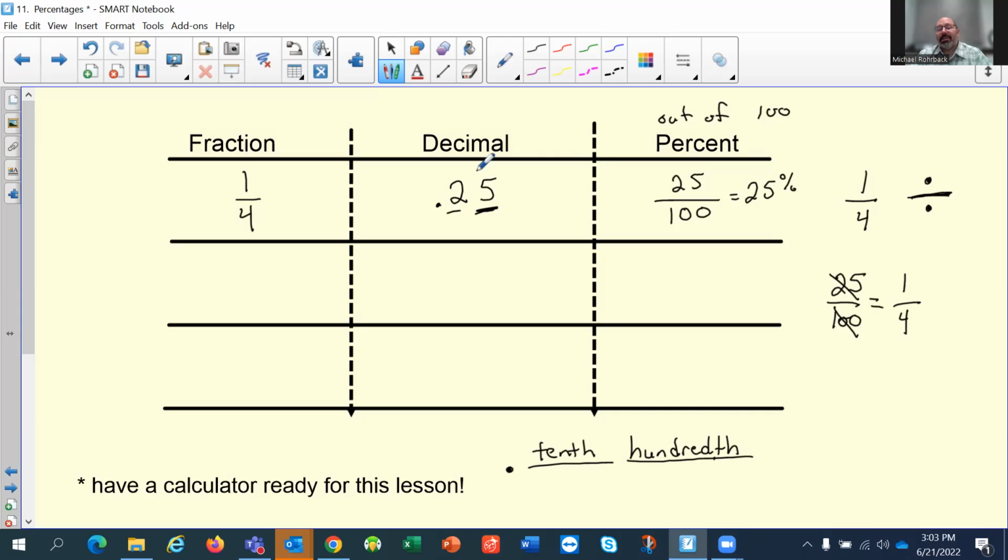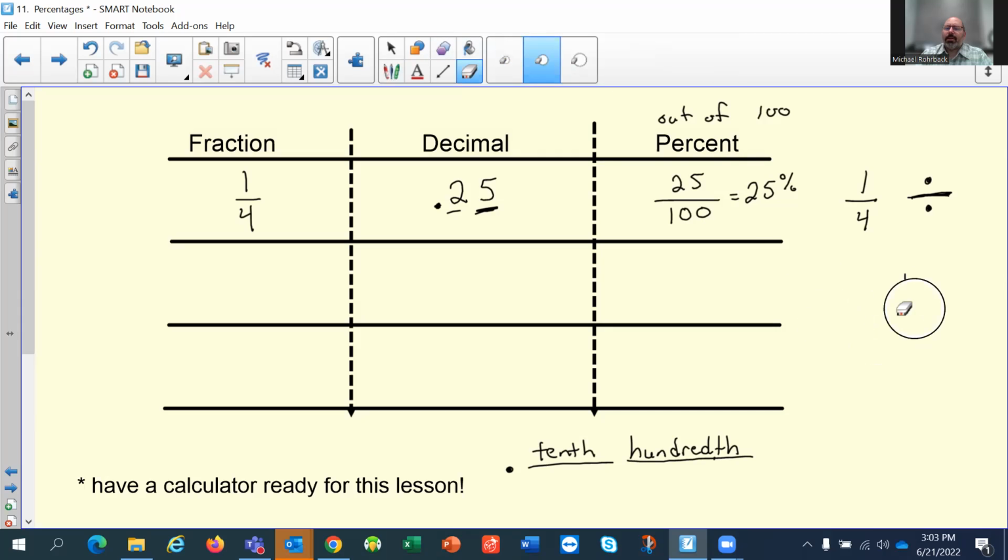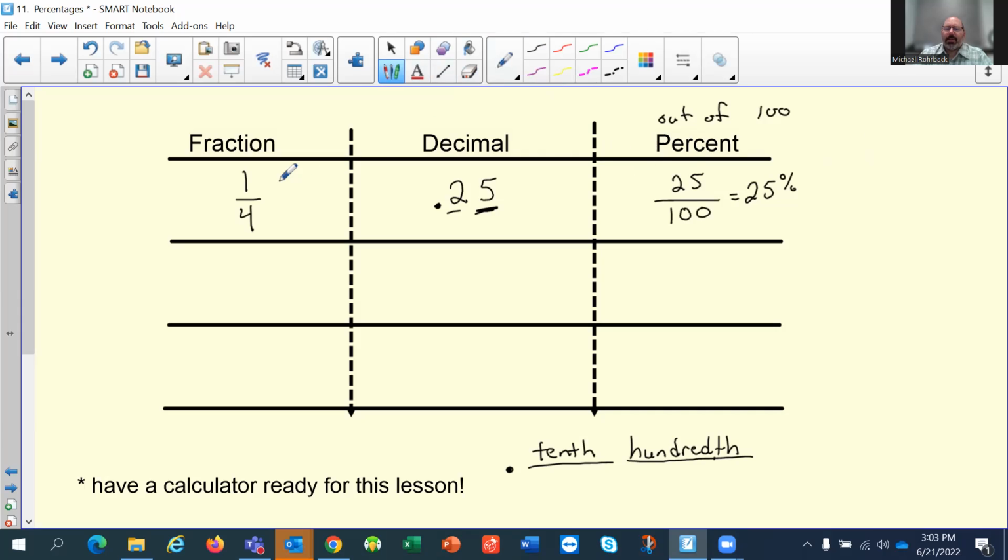One of the nice things is decimals and percents are always going to use the same numbers. This one is going to have a decimal place in front of what over here is like the tens place. So 25 hundredths, 25 over 100. There's one more way to find percent. I'm going to erase some of this stuff so we have some room. Another way to find percent that can be very useful is by using what's called the percent proportion.